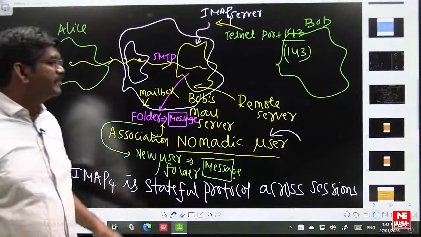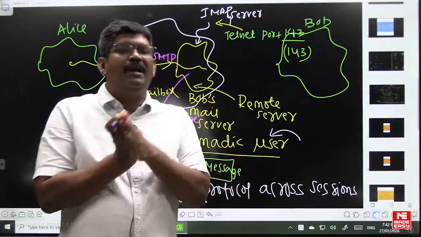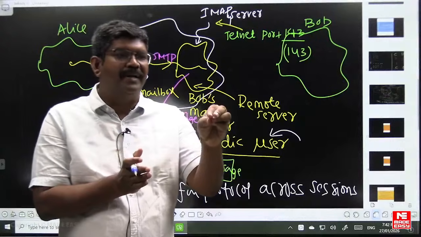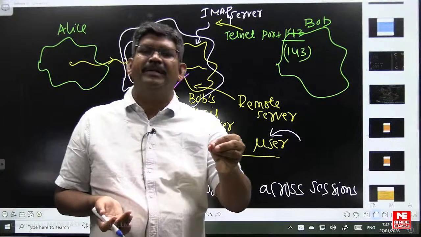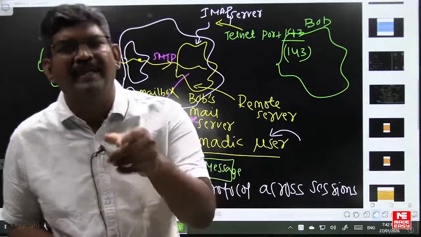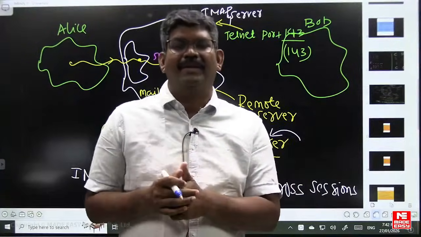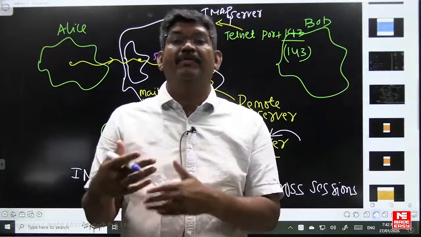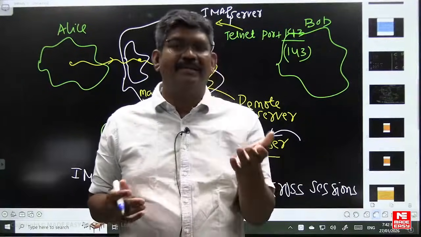So now tell me, what is the next question they can ask you? When you compare POP3 and IMAP4, you tell me which is simply designed and which is complexly designed. If they ask you, the answer is POP3 is a simple design because it is stateful within a session, but IMAP4 is designed in a complex way because it is stateful across sessions. Why have they designed it like that? The answer is very simple.